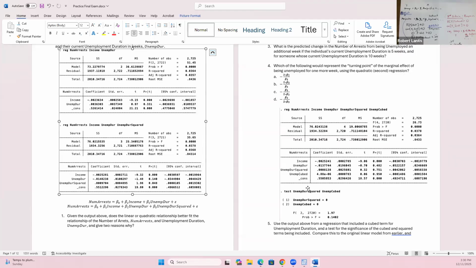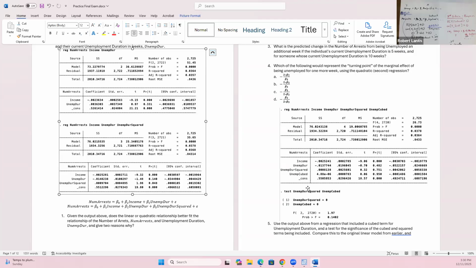Should the squared model be preferred to the linear model? Well, now what would I want to compare? Adjusted R squared. Did my adjusted R squared go up or down? Looks like it went up, right? So I should use that squared model.